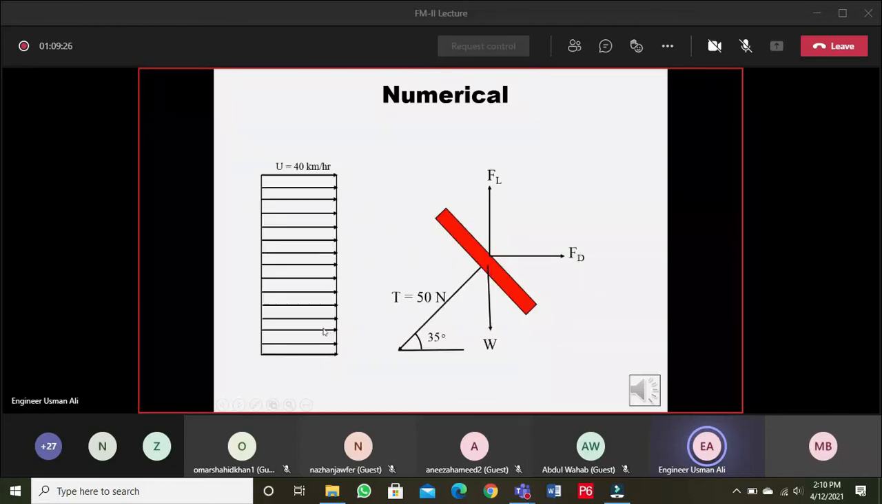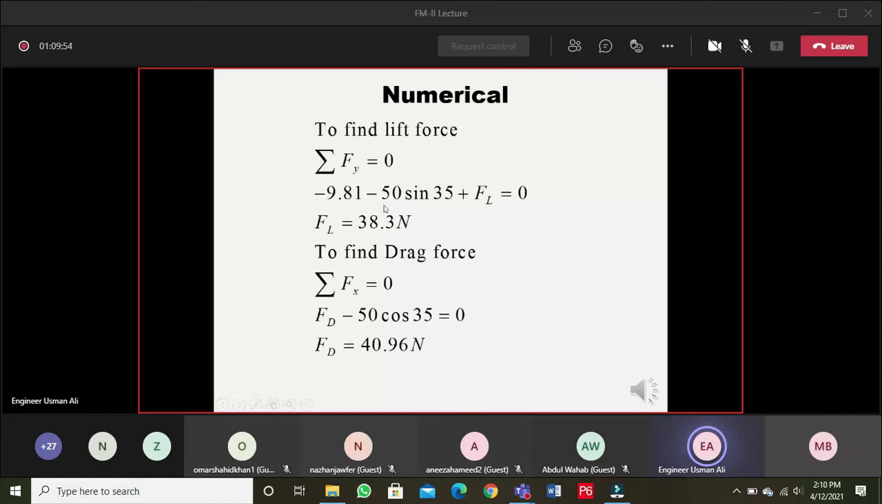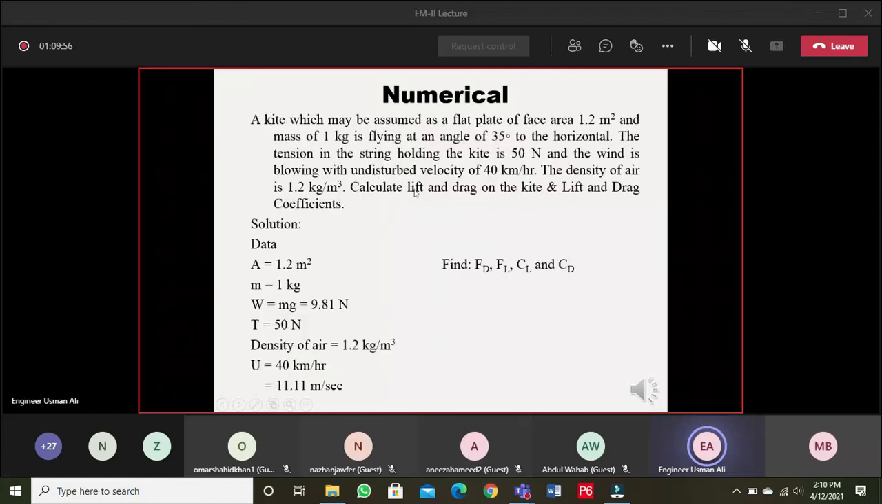As you can see in the diagram, this one is acting downward. It has two components. One is along the weight, which is 50 sine of 35, and one component of this 50 Newton is acting opposite to FD, that is in the negative x-axis, that is 50 cos of 35. This is a force diagram that you have to make to find the lift and the drag force. The wind velocity of 40 km per hour is given. What you have to find: lift and drag force and lift and drag coefficient. This is the thing that we require.